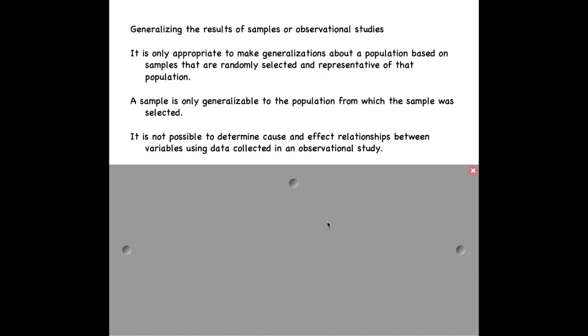A big key difference between observational studies and experiments is that it is not possible to determine cause and effect relationships between variables if you're using data collected from an observational study. It might suggest cause and effect, or at least may help you to see possibilities, but we cannot determine, yes, this is cause and effect. On the other hand, a well designed experiment can establish evidence of those causal relationships, that some treatment is actually causing some effect to happen.